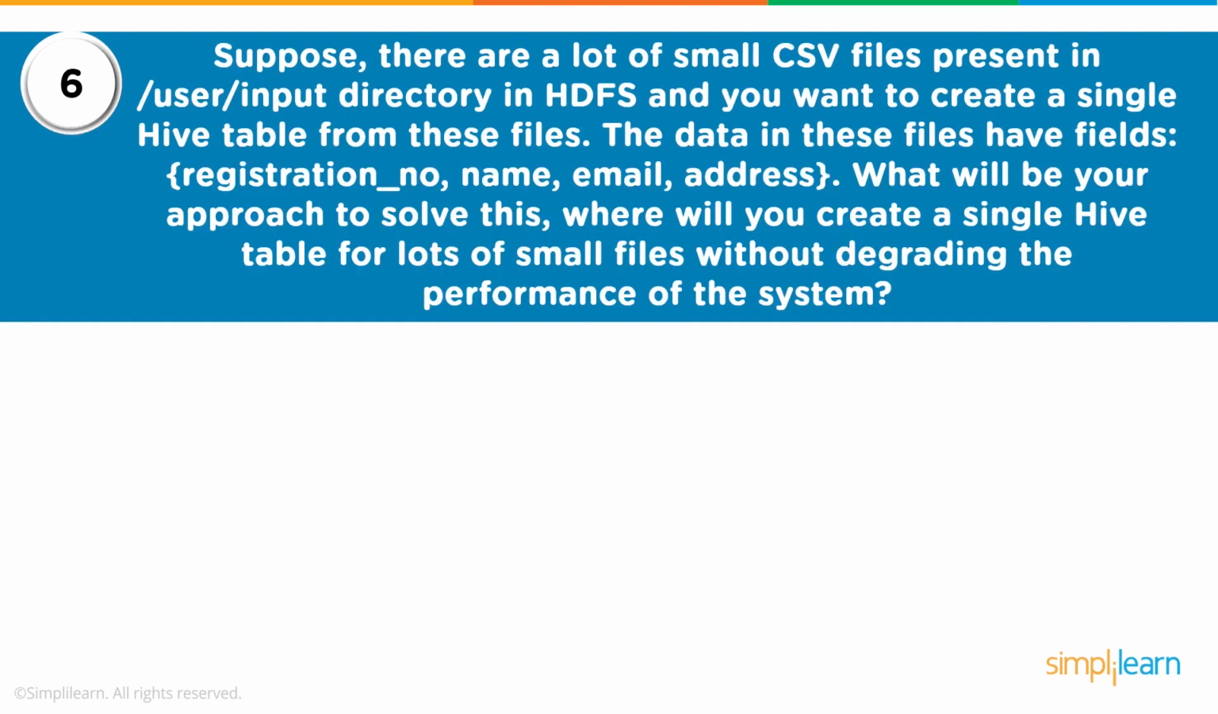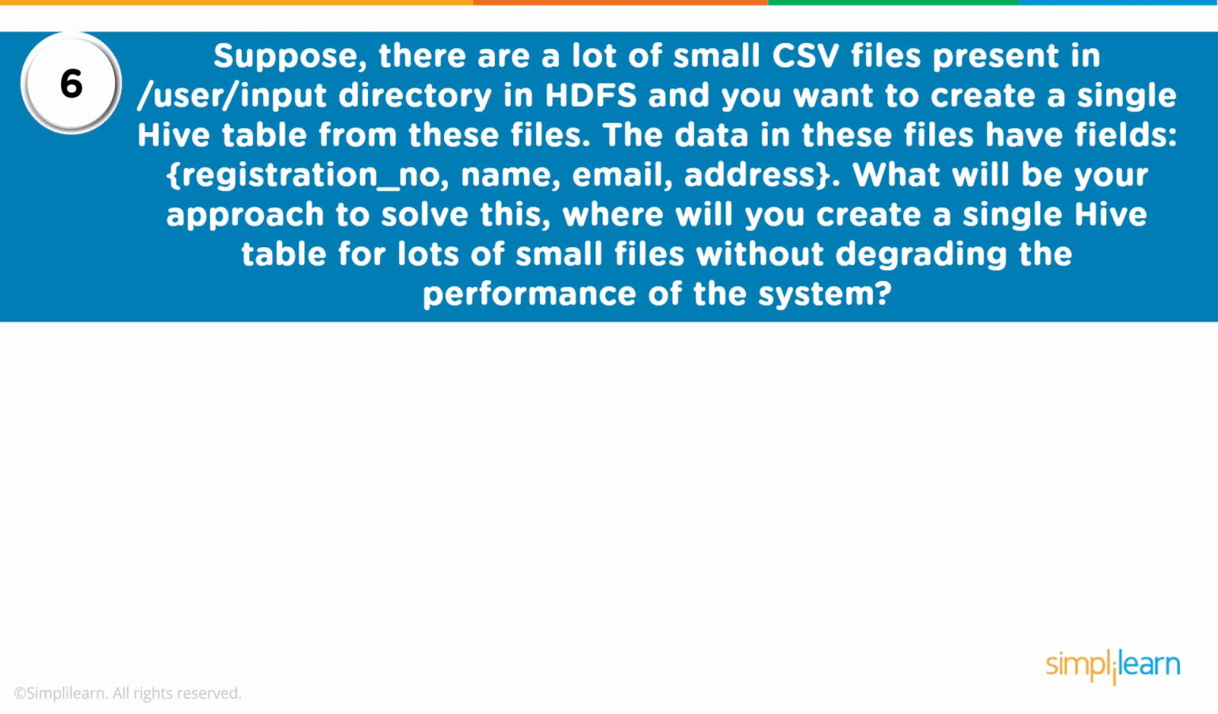Suppose there are a lot of small CSV files which are present in an HDFS directory, and you want to create a single Hive table from these files. So data in these files have fields like registration number, name, email, address. This is what needs to be done. What will be your approach to solve it? How will you create a single Hive table for lots of small files without degrading the performance of the system?